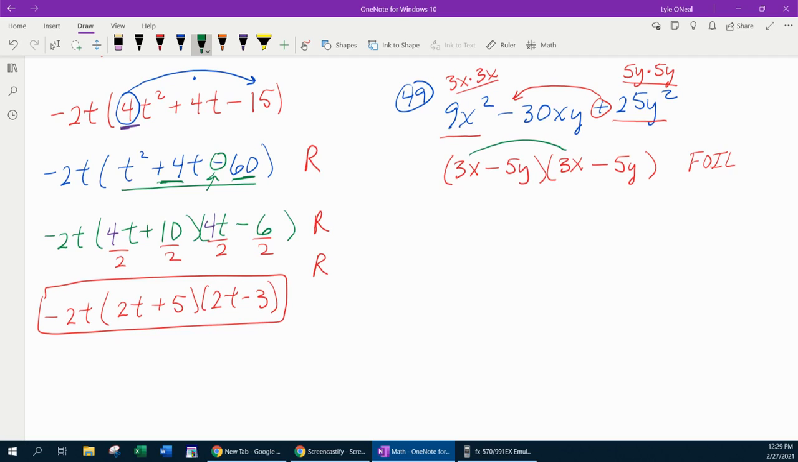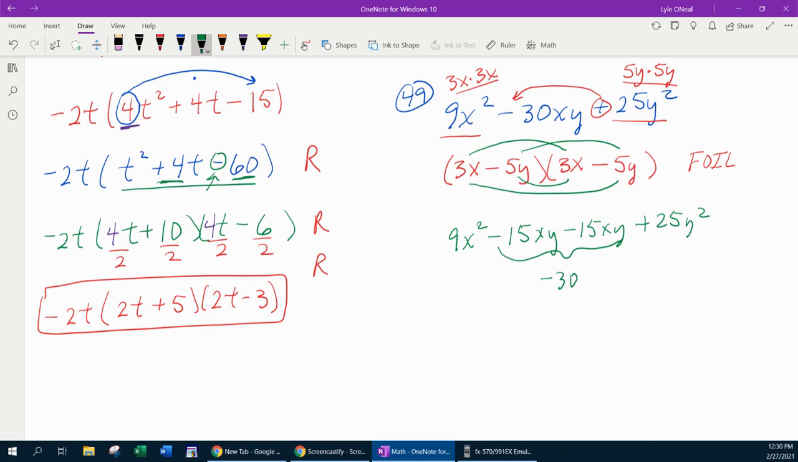So first, 3x times 3x, we know that is 9x squared. On the outside, we're going to have a negative 15xy. On the inside, another negative 15xy. And last but not least, negative times a negative makes a plus 25y squared. And then remember, we need to CLT. We need to combine like terms. We get negative 30xy.